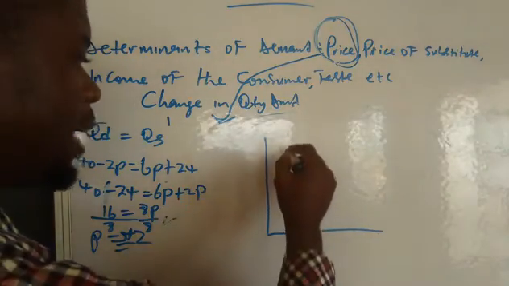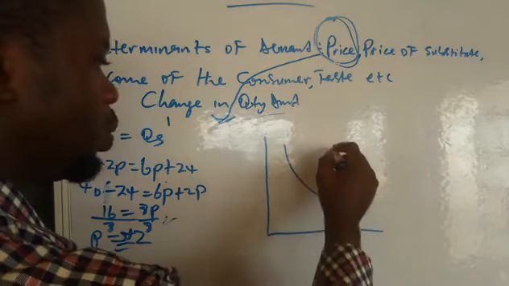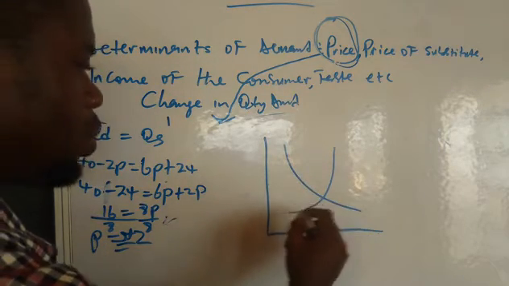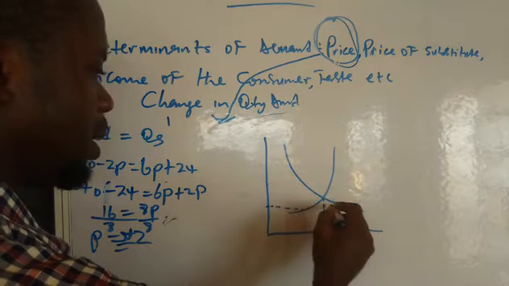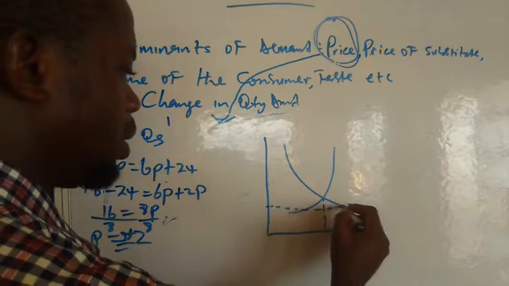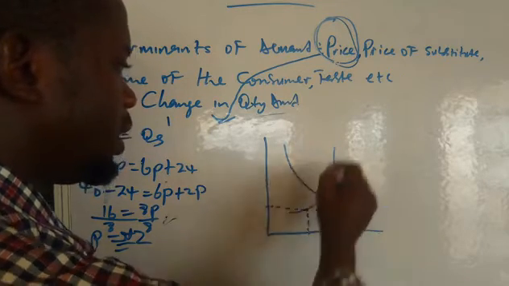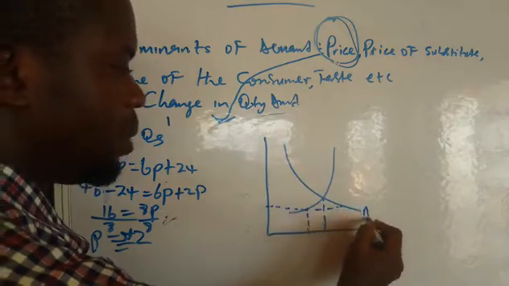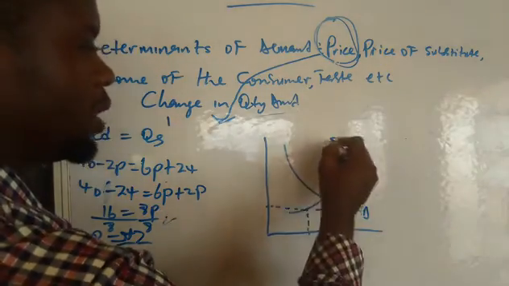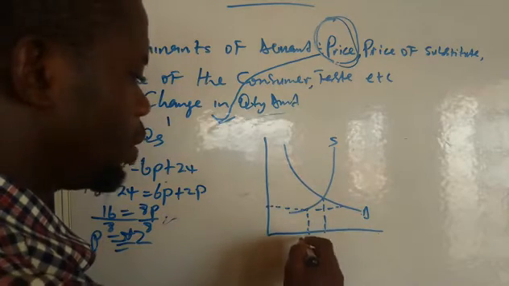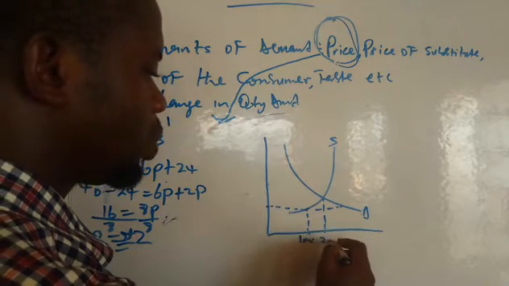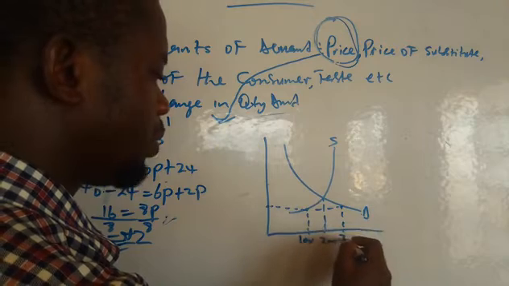So it goes like this. This is a 2001 JAMB question. So they gave you something like this. So you have, what curve is this? Demand. What curve is this? Supply. So we have here 100. We have here 200, then here we have 300.